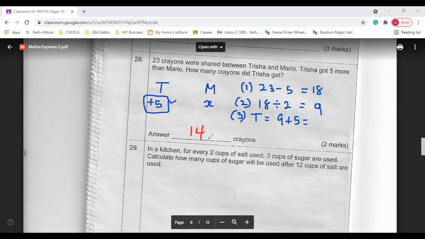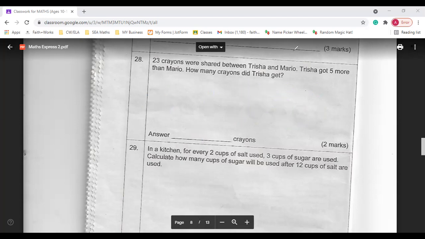If the question was how many crayons did Mario get, Mario got 9 crayons. All right, let's look at number 29. In a kitchen, for every 2 cups of salt used, 3 cups of sugar are used. Calculate how many cups of sugar will be used after 12 cups of salt are used. Okay, so let's break this one down.